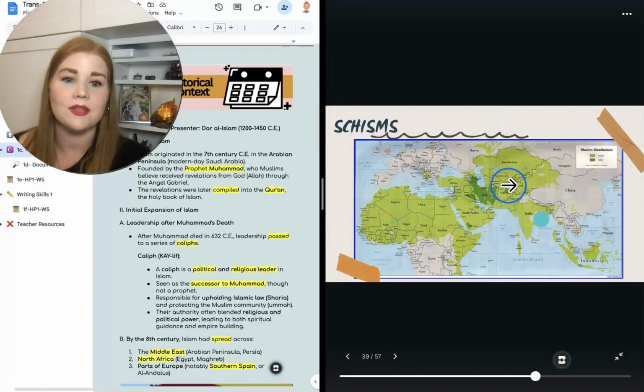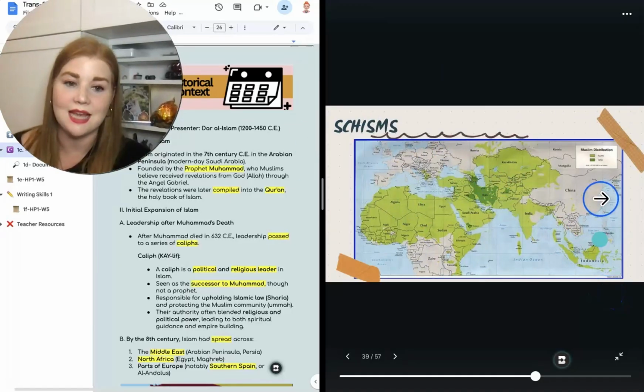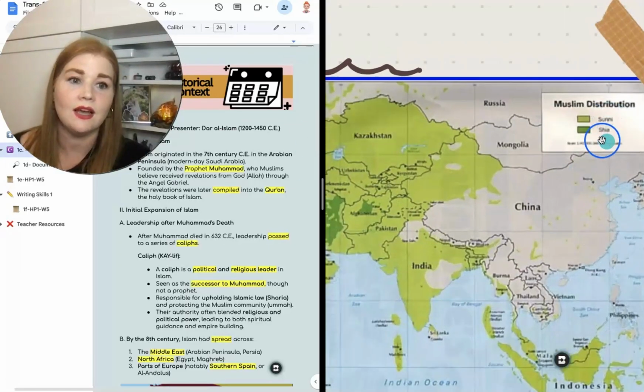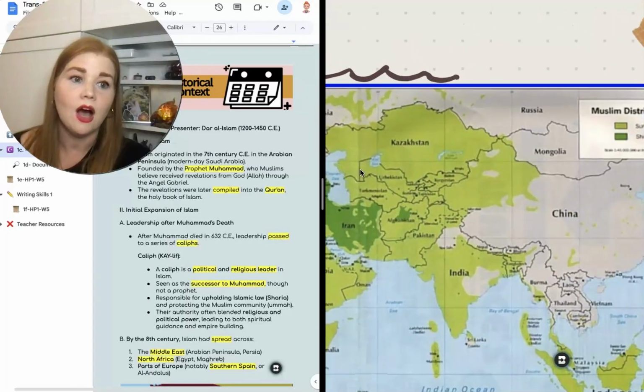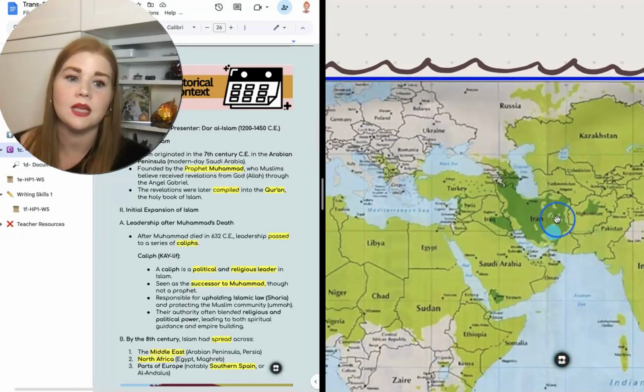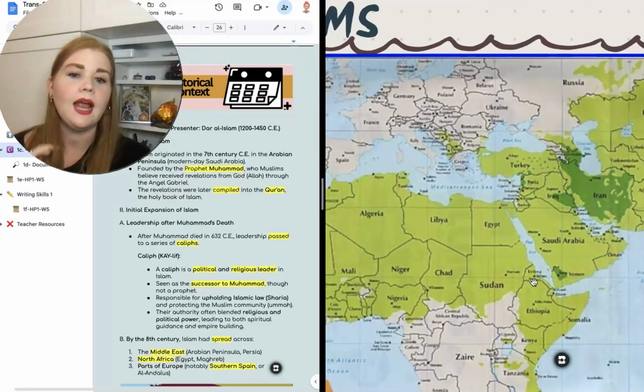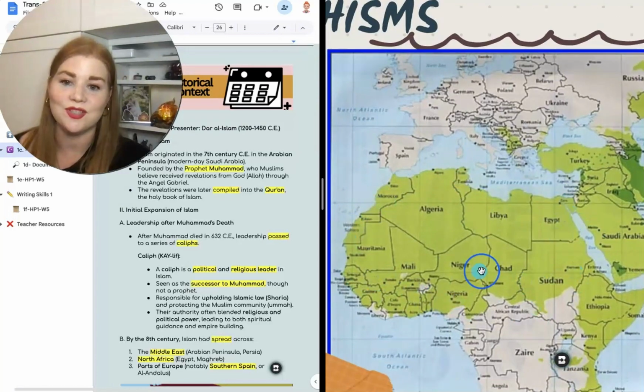So you can see here, this is what the Islamic world looks like today. You can see that we have Sunni and Shia. There is a much larger population of Sunni Muslims to Shia Muslims. Shia is very popular, and it is the religion of Iran, but you can also see that there are Shia Muslims within Iraq, although they are more of a minority. And in our northern African region, we're going to see Sunni Islam.